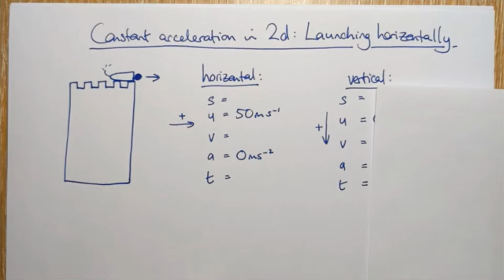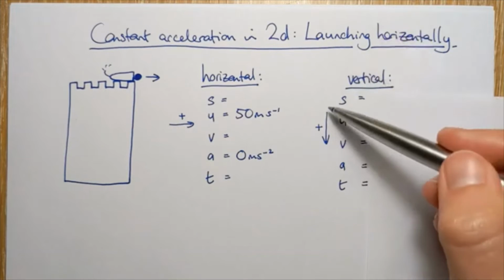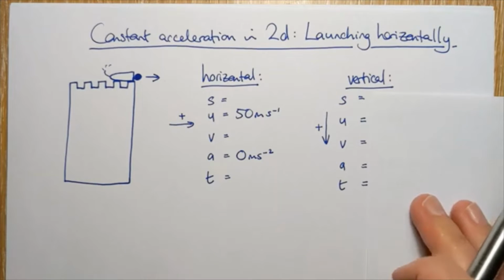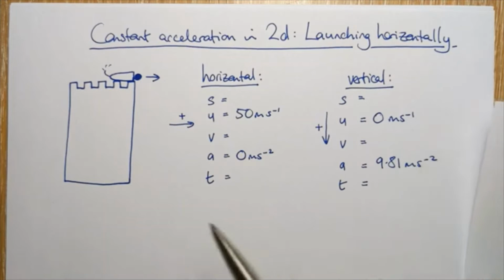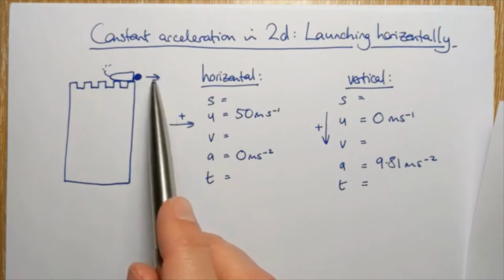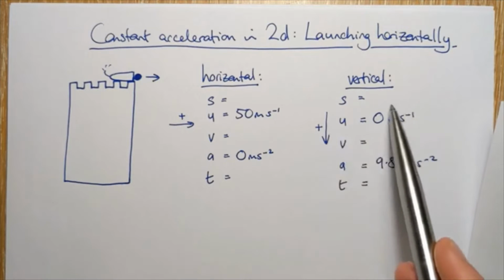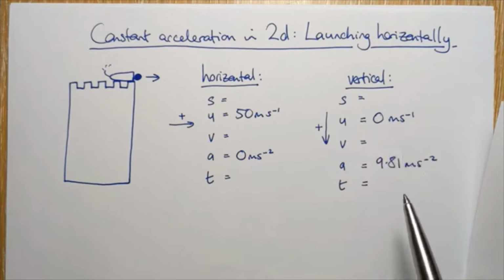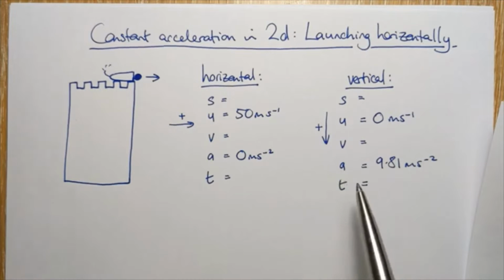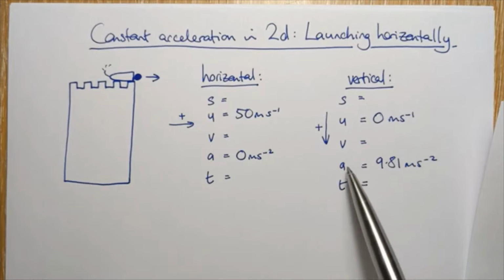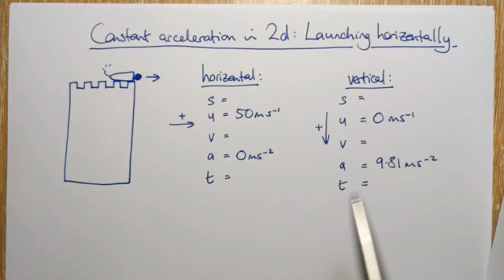Vertical now. I've decided that downwards is going to be my positive direction, and if I'm firing something horizontally, that means it doesn't have any vertical motion to start with, so that is 0 in this list, which is critical. And we do have a force in the downwards direction, it's gravity, and so that's going to cause an acceleration of 9.81 meters per second squared. We're assuming there's no air resistance here.